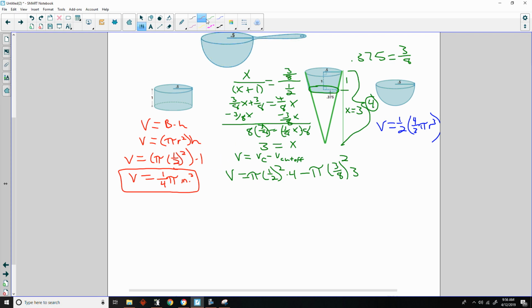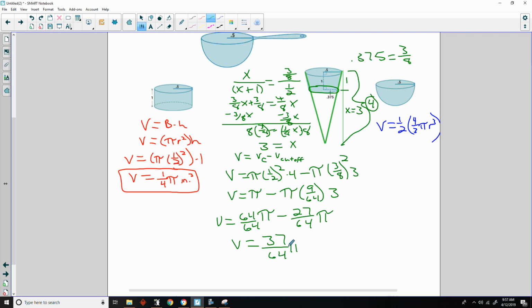All right, so now I need to find the volume of this by substituting. So the volume equals pi. 1/2 squared is a quarter, times 4 is just simply 1, right? 1/4 times 4 is 1, so it's just simply pi, minus, and 3/8 squared is 9/64, so let's just write that, minus pi times 9/64 times 3. So the volume equals pi minus 9 times 3 is 27/64 pi. All right, so I'm going to do something right here. Move this v over. And 1 is 64/64 pi, right? So now the volume is 64 minus 27, which is 37/64 pi inches cubed.